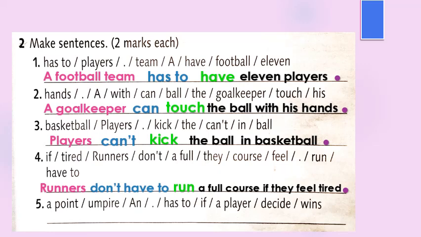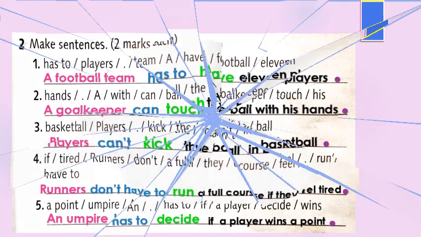Number 5. Point, umpire, and full stop, has to, if a player decide and wins. So here we have full stop and here we need a subject, an umpire, الحكم وهو حكم التنس. So we have has to decide the verb. إذا يجب أن يقرر. If a player wins a point. إذا اللاعب فاز بالنقاط. Okay, now let's move to question number 3.